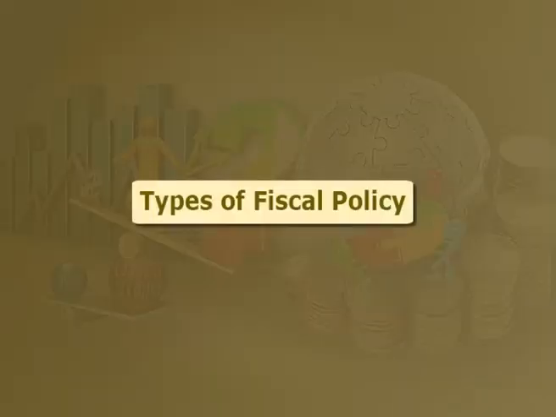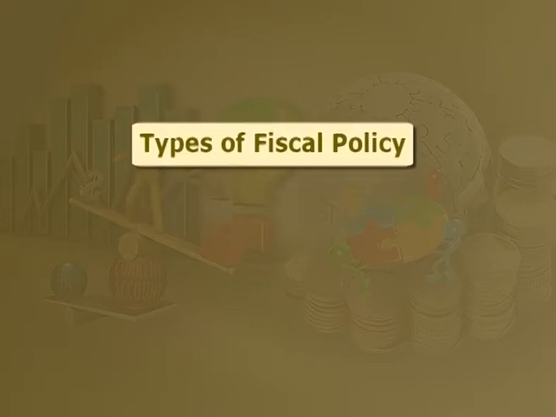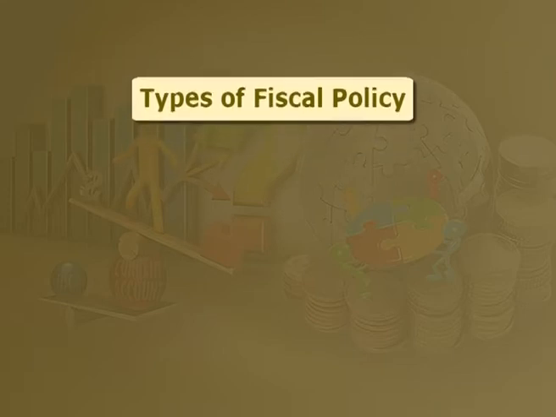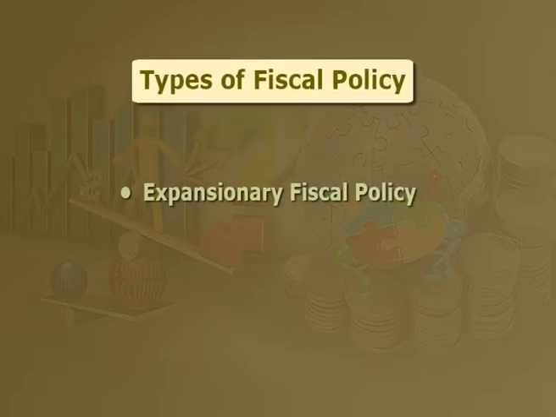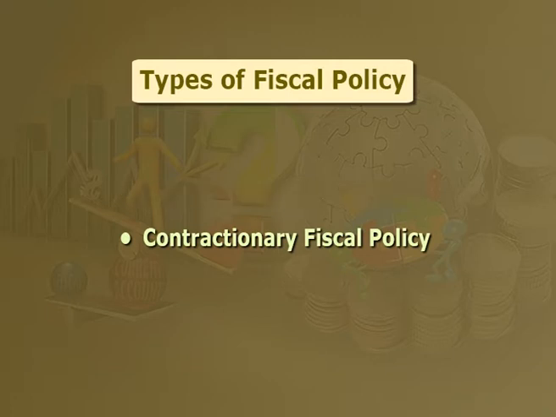Now, let us look at types of fiscal policy. Generally, government adopts two types of fiscal policies according to the situation of the economy. Number one being expansionary fiscal policy and number two being contractionary fiscal policy. Friends, now let us look at expansionary fiscal policy. As the word suggests, expansionary fiscal policy stimulates economic growth. Government can expand the economy by spending more or cutting taxes or both.